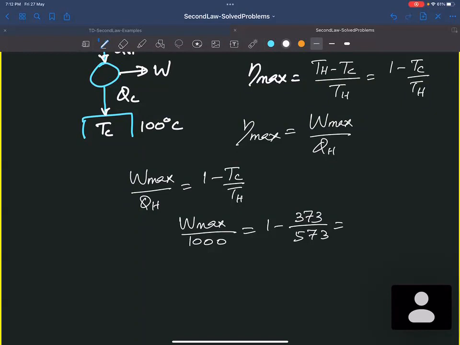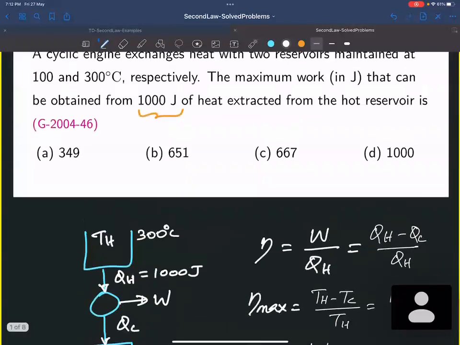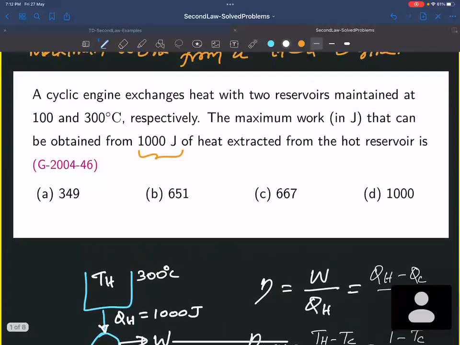Maybe with calculation, you can arrive at the answer now. Very simplest problem only you are looking at. 373 by 573, that is 0.35.